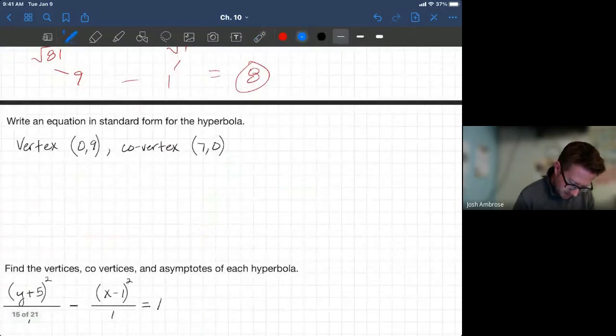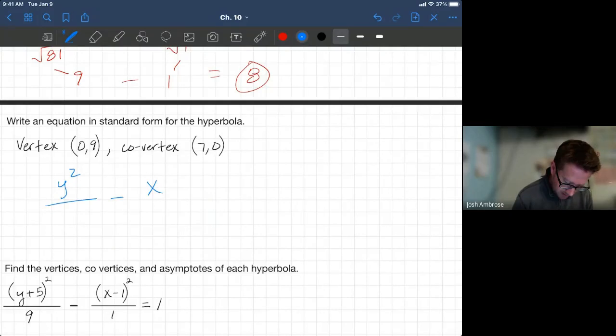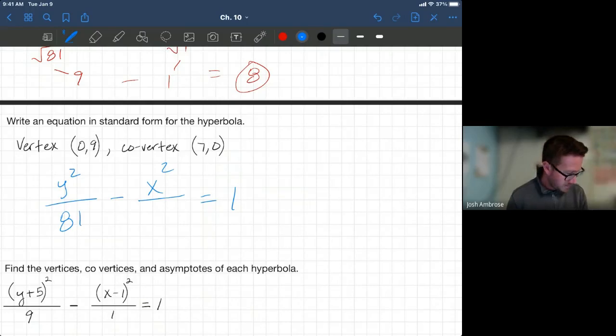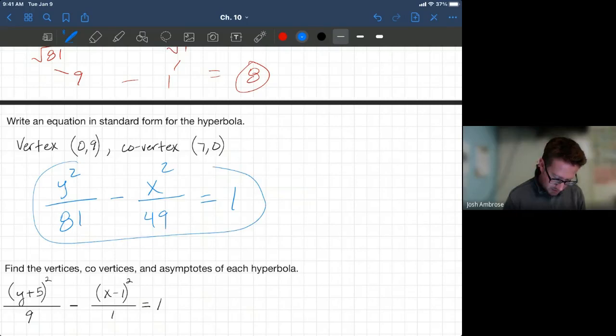All right, so that means we're going to have y squared over a value minus x squared over a value equals 1. And that value under y is a squared, where our a value is 9. So square it, that gives you 81. Under our x value is going to be 49 because that's our b value squared. That is all we're dealing with right there. So no real calculation, just conceptual understanding of where things go and how to plug them in.